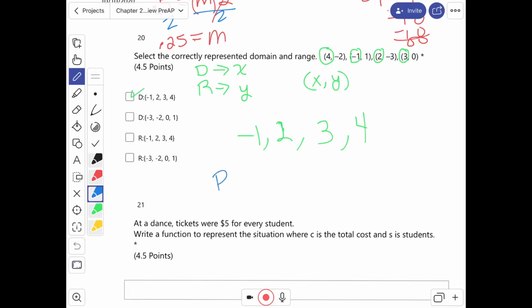And then we need to list the range. The range would be the second number. And again, in order from least to greatest. So least would be -3, then -2, then 0, then 1. So that would be that.